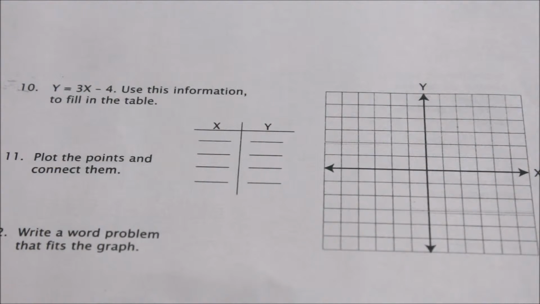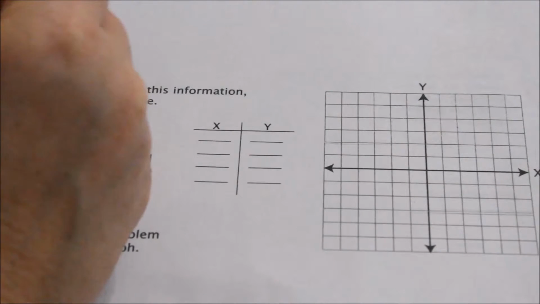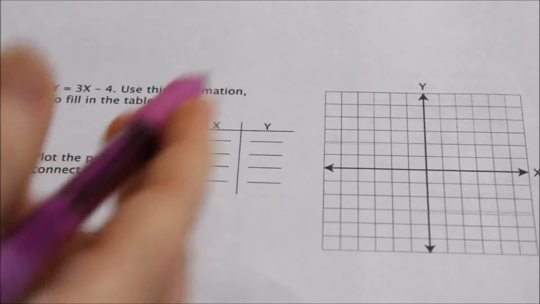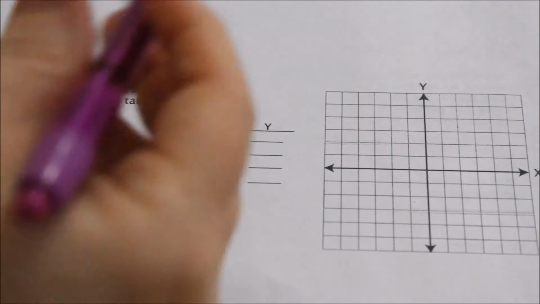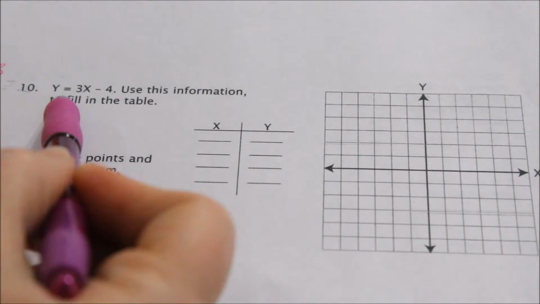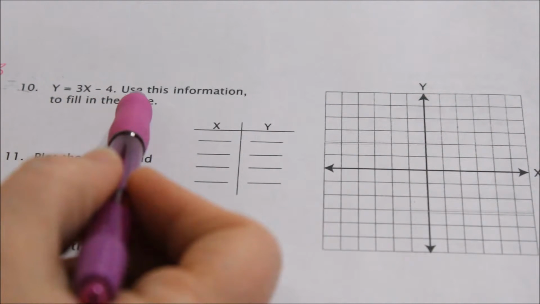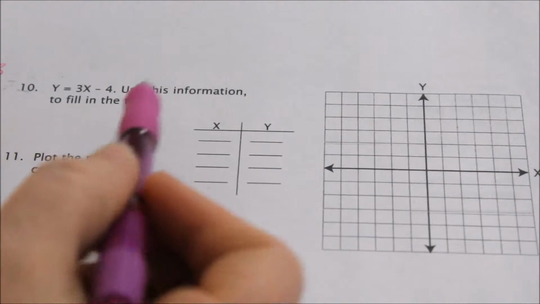Okay, this is page 6B. We're going to do problems 10 through 12, and in this lesson you are learning how to graph word problems and graph an equation. Here we have an equation of y equals 3x minus 4, and it says use this information to fill in the table.